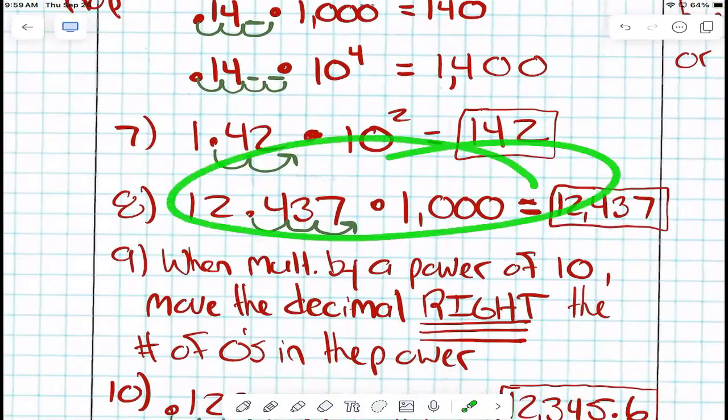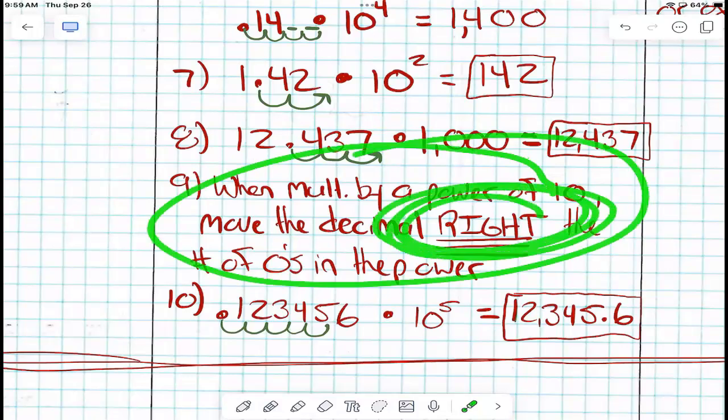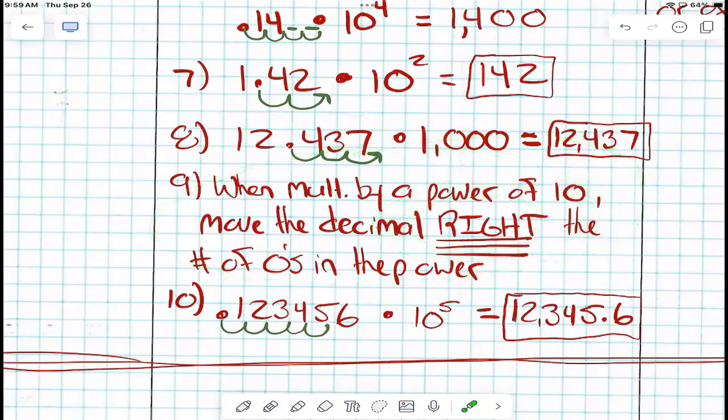Here's another practice. Which direction are we moving if we are multiplying? Right. Which direction are we moving when we're multiplying? Right. It's kind of a big deal, right?